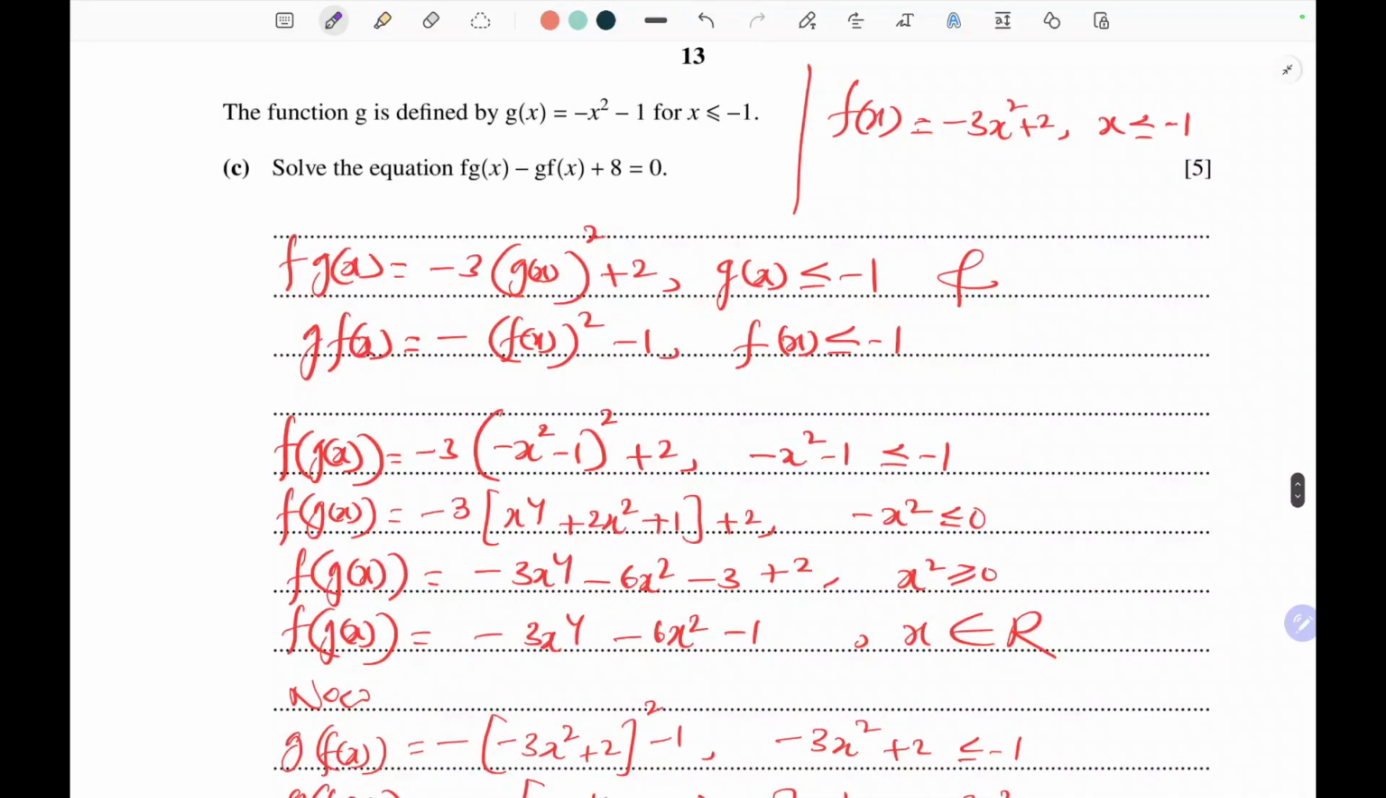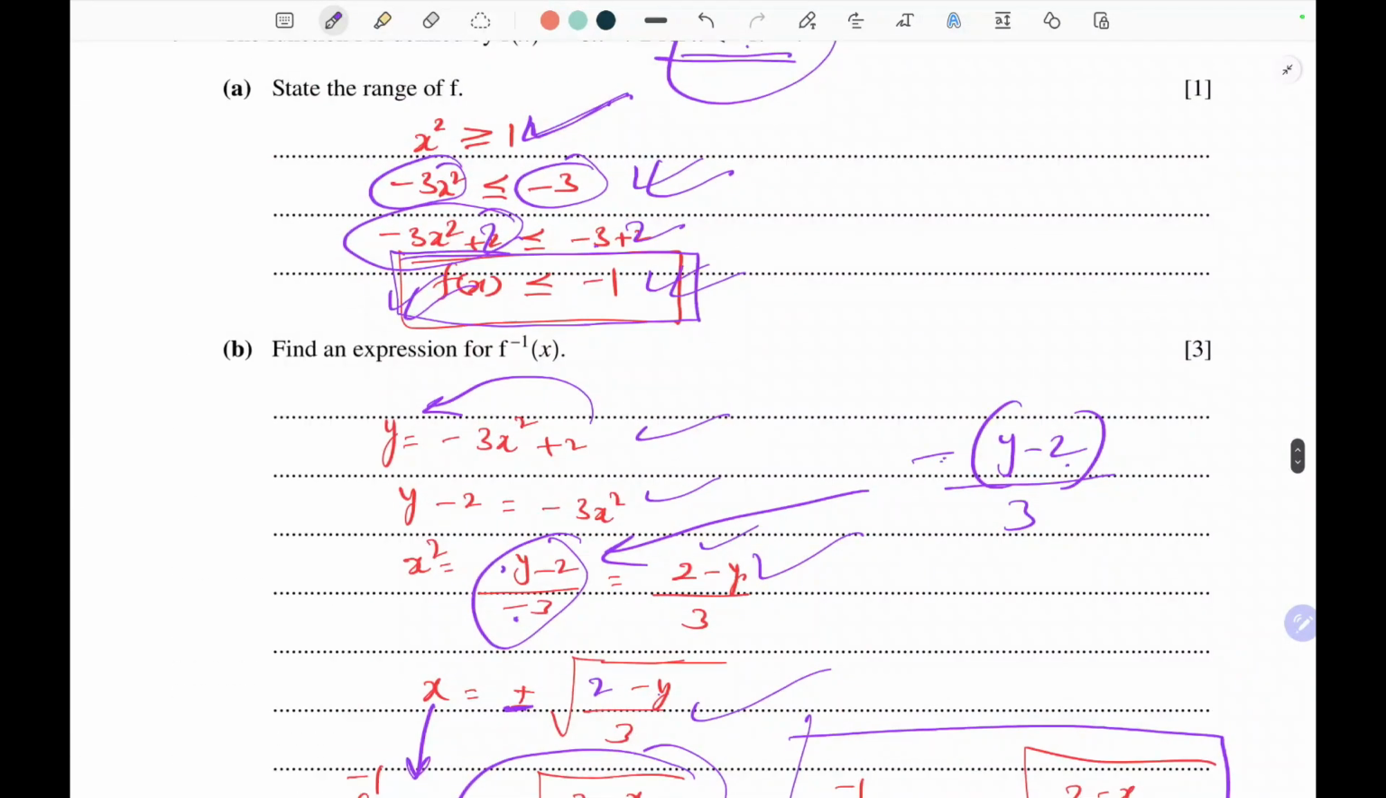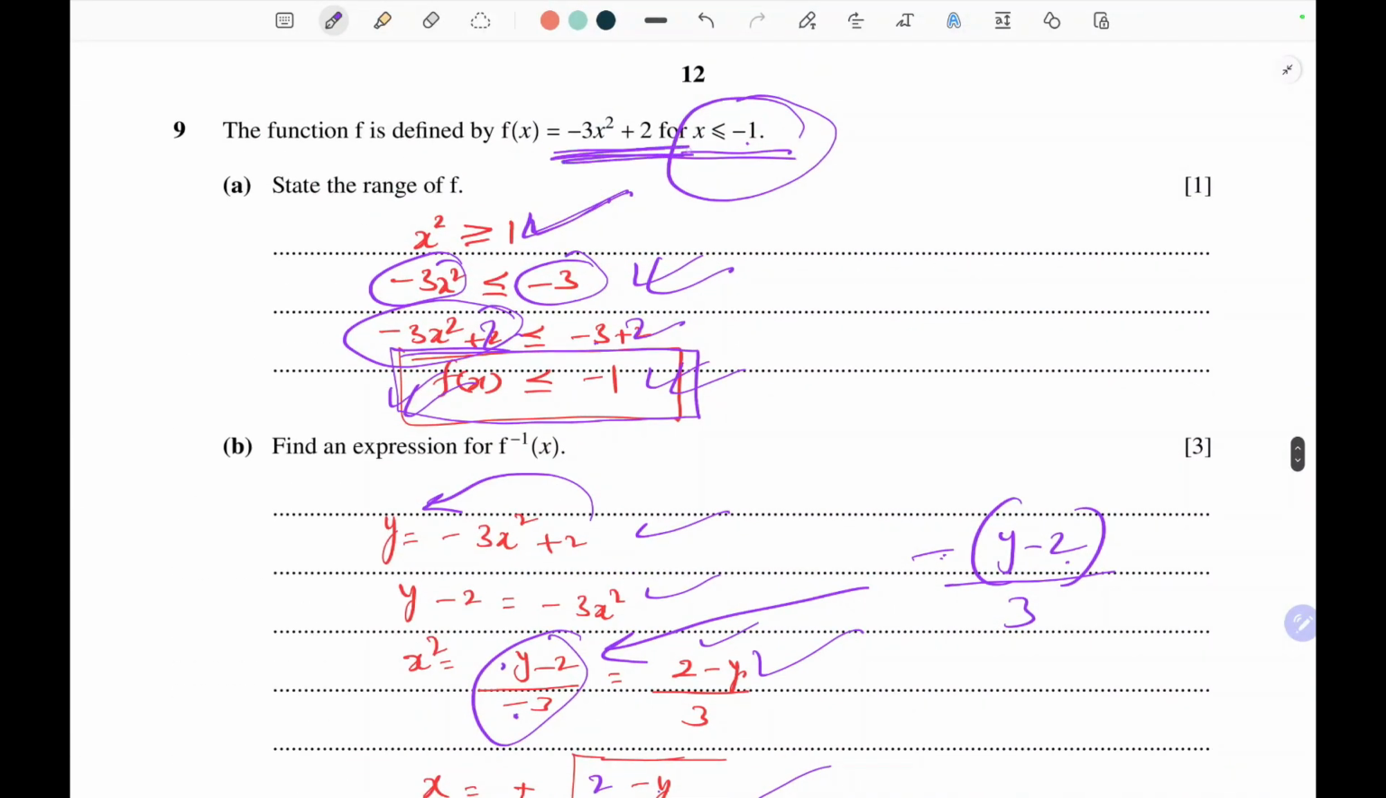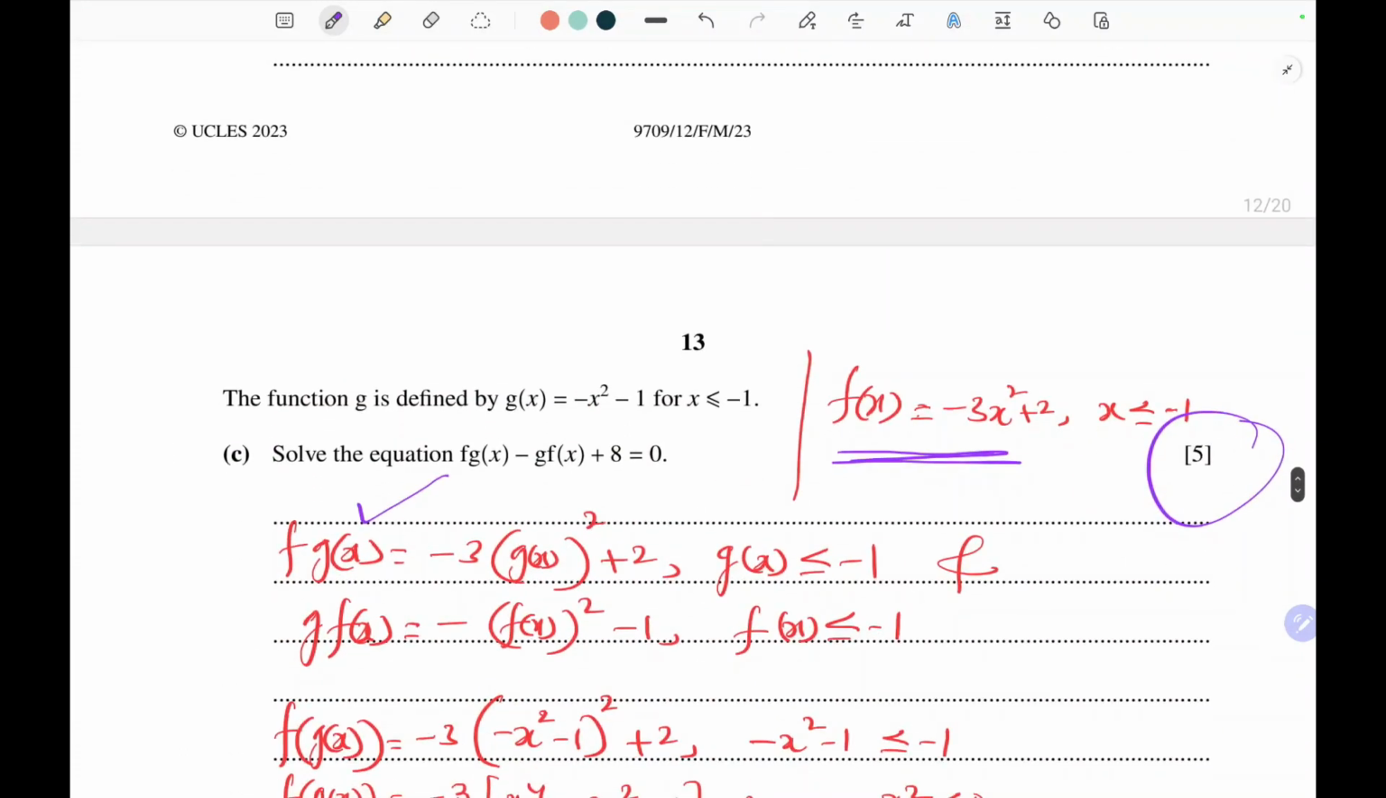Now the C part says the function g is defined by g(x) equals minus x squared minus 1 for x less than or equal to minus 1. Solve the equation f of g(x) minus g of f(x) plus 8. So first find f of g(x), 5 marks. f(x) is this, which I have written from here: minus 3x squared plus 2, x less than or equal to minus 1.